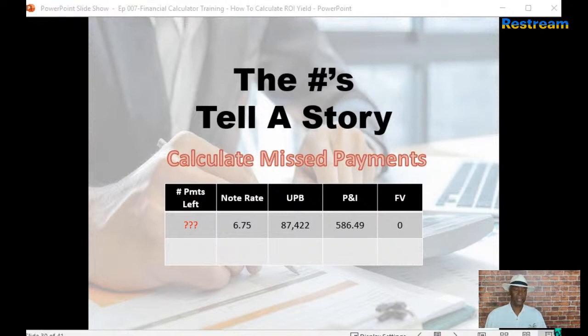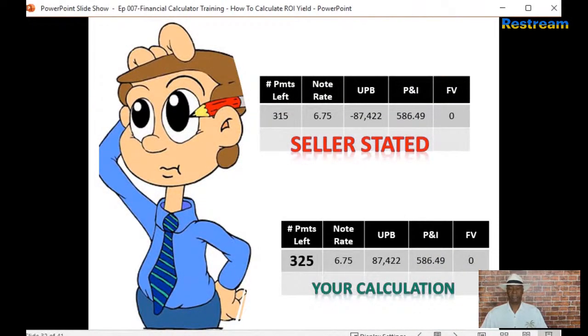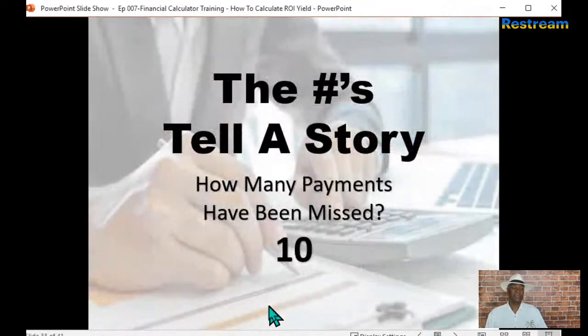And when you go through that process, here's what you're going to come up with. You're going to see that these people should have 325 payments remaining. However, they don't. They only have 315 payments remaining according to the seller and the amortization schedule. So that means, to me, they've missed some payments. Seller shows that they have 315 payments remaining. My calculation shows they should have 325 payments remaining. Obviously, the difference is 10. These people have missed 10 payments somewhere along the lines, right?